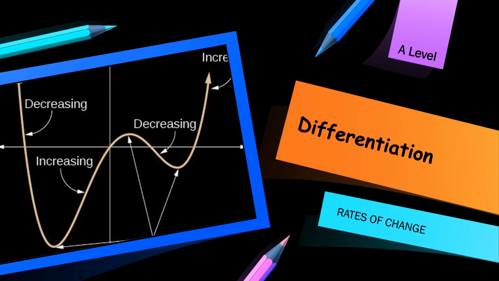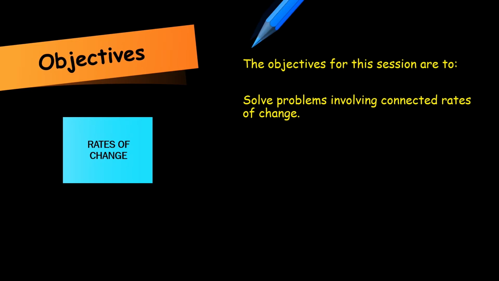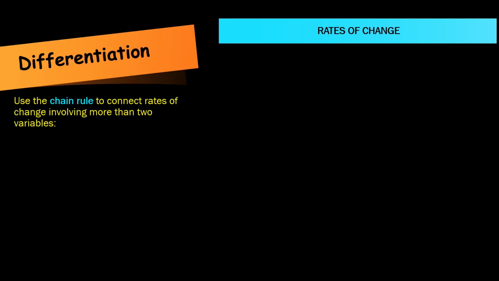Welcome to the session on differentiation, rates of change. The objectives for this session are to solve problems involving connected rates of change. The chain rule can be used to connect rates of change involving more than two variables. So, dy/dt equals dy/dx times dx/dt.